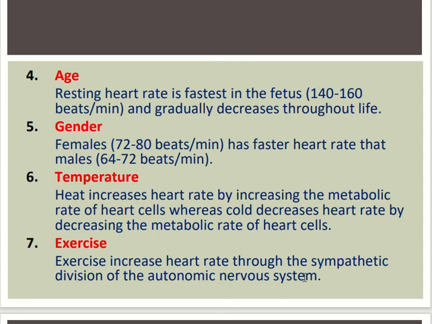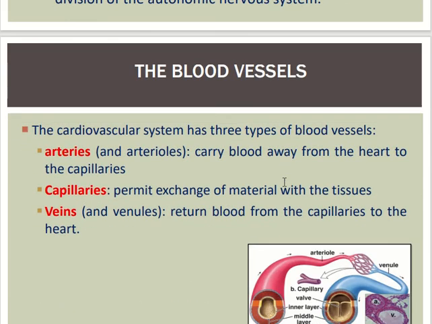When the temperature is very hot, it will increase your heart rate. When the temperature is very cold, the cold condition will decrease your heart rate, because of the decreasing metabolism in your heart cells. And then exercise, of course, will increase your heart rate because you need to take in a lot of oxygen to replace the oxygen that has been used by your organs or muscles during exercise.